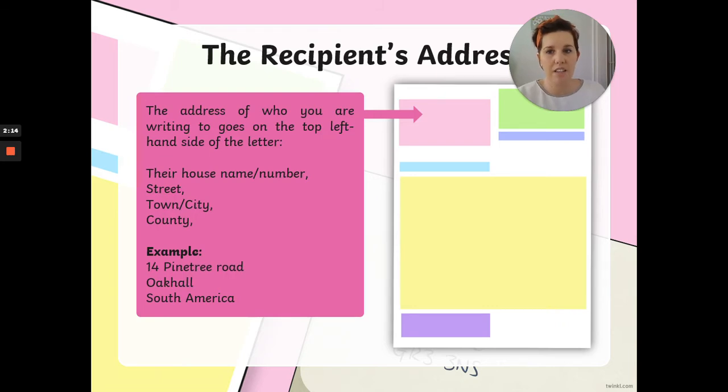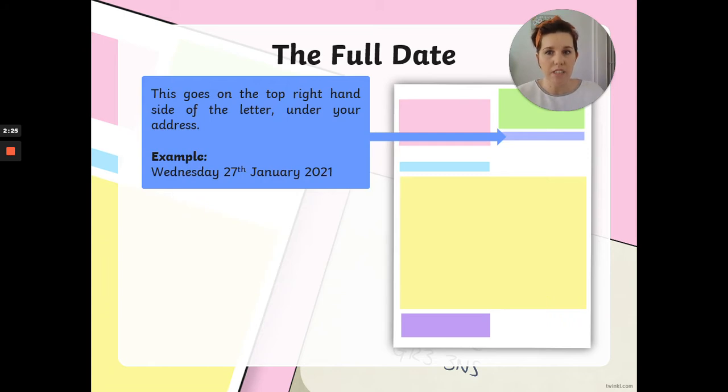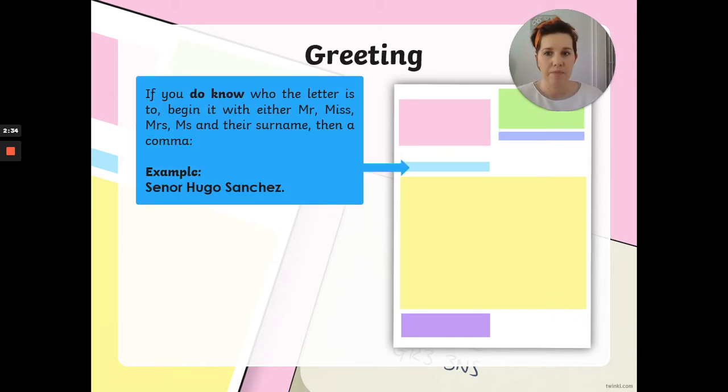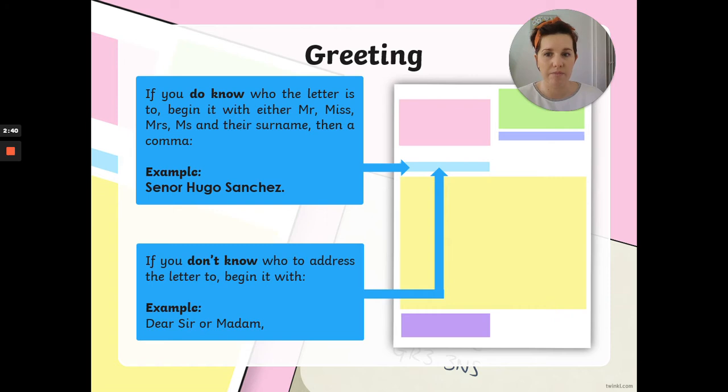So on the left hand side goes the address of who you're writing to. Now I've got the address here in the example, so if you want to copy that address onto your letter. And then underneath your address goes the long date. So make sure you've got the day, the date, the month and the year. And then who you are writing to. So that's the name of who we are writing to.